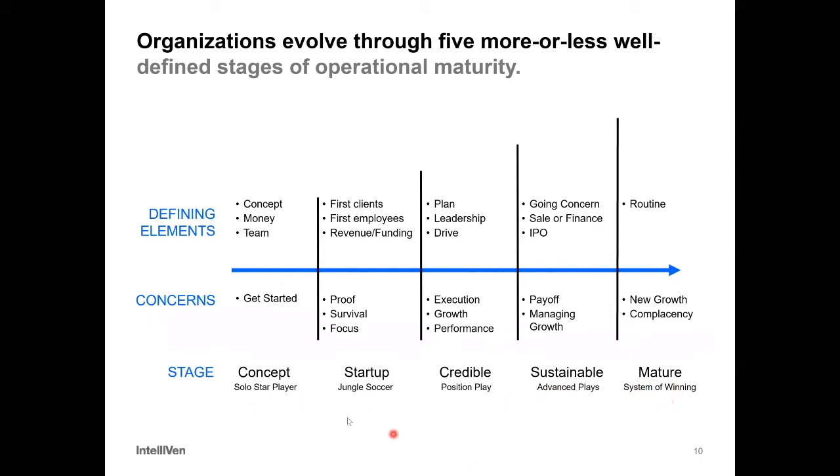You think of the different stages. You have the solopreneur. The initial concept player is usually characterized by a strong-minded individual. In the startup phase, everybody's running to help that individual. We call it jungle soccer. Everybody runs to the ball. In the credible stage, we're becoming comfortable with position play. You do this, I'll do that.